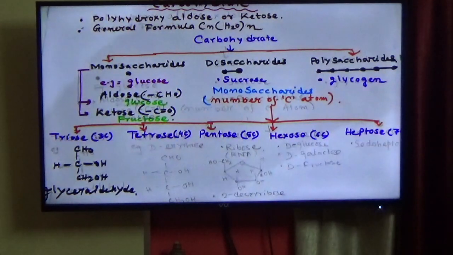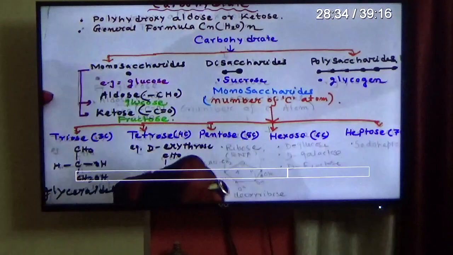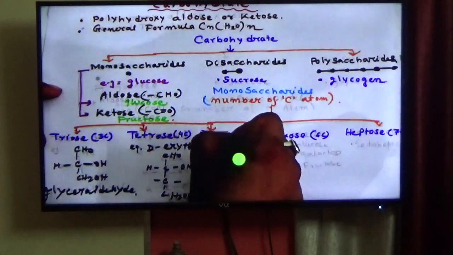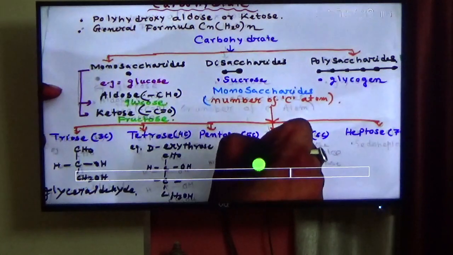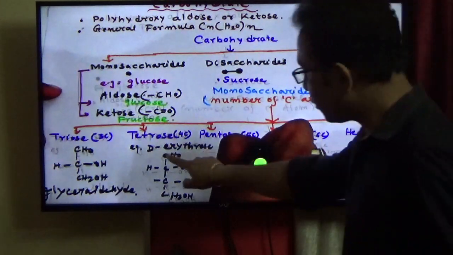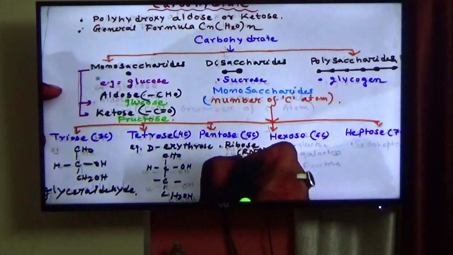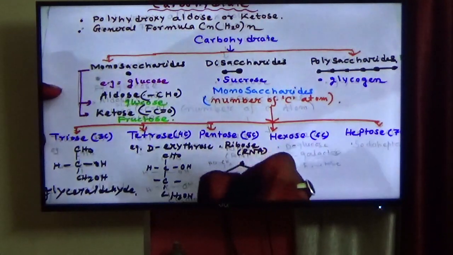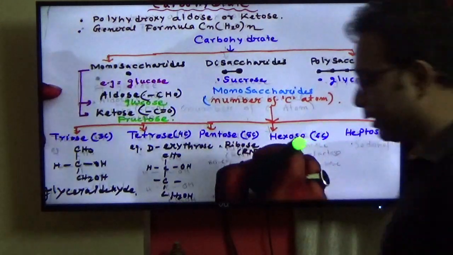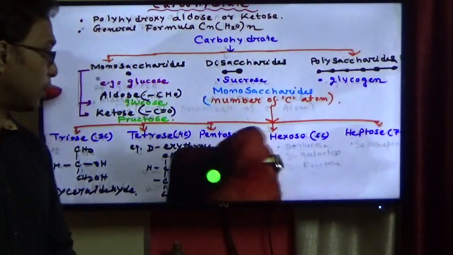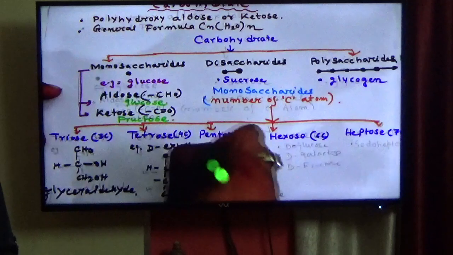Now we discuss the structure of tetrose. Tetrose means 4 carbon atoms are there, carbon 1, 2, 3 and 4, and the common example is erythrose. But the most common example of a sugar or monosaccharide is pentose, which is in the structure of nucleic acid, DNA and RNA. You know nucleic acid is of 2 types, DNA and RNA.